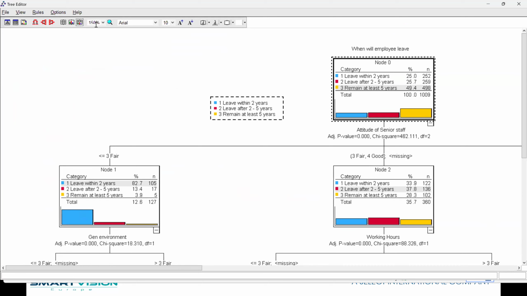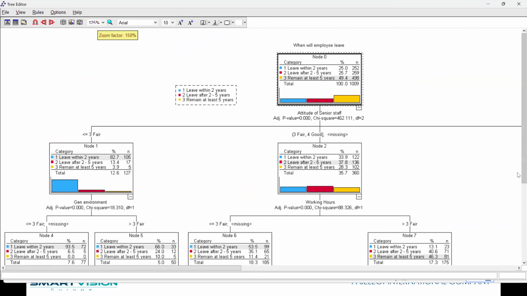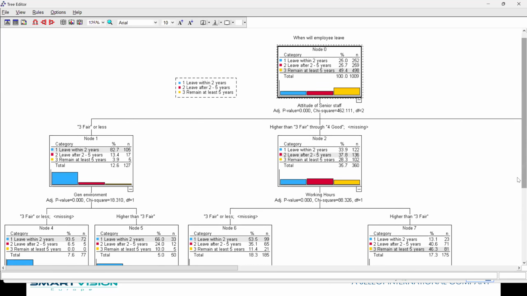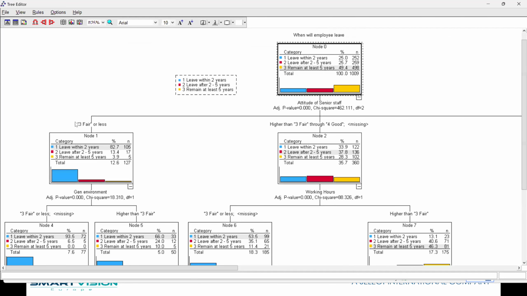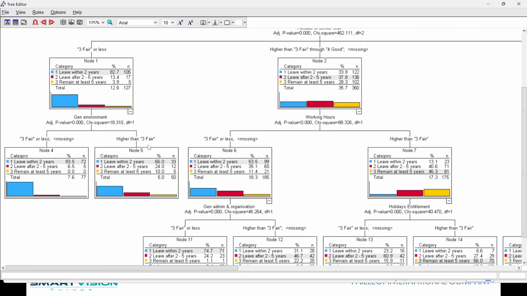So it's almost like a filtration system. Let's change this to 125% so we can zoom out. You can see here that the single biggest factor now is different. If I change this to ranges as text, it's saying that attitude of senior staff is the single biggest factor. If people give it a score of 3 or less than 3, then 82% of them say they're going to leave within 2 years. And if they say the general environment is 3 or less, then that jumps to 93%.